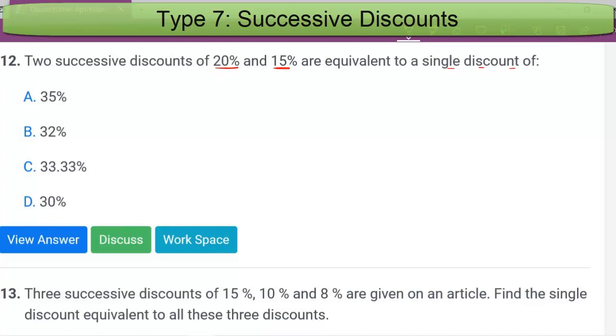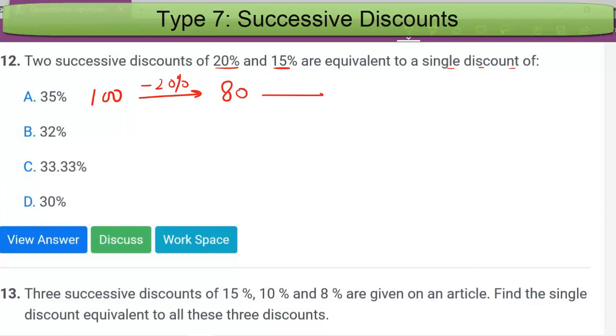So this is again a simple question, and the approach is you should start with 100, right? You can also apply the formula, but it is better not to apply any formula and have the same approach for many similar kind of questions. So two successive discounts of 20% and 15%. If I give 20% discount, then after giving 20% discount, 80% will be remaining. So I will be having here 80, right?